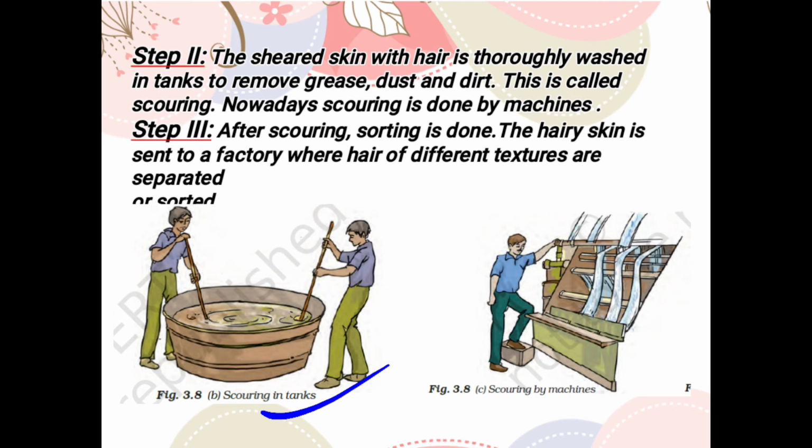Now the next step is step three. After scouring, after they have removed different kinds of dust particles, grease, etc., sorting is done. Whatever hair is collected after washing is sent to the factories. In the factories, the hair of different textures is separated. The hair of the same quality is collected in one place, and of other qualities in another place. So different textures of hair are collected at different places. And as you can see in the picture, scouring is done with the help of a machine. So hair of different textures is separated or sorted.